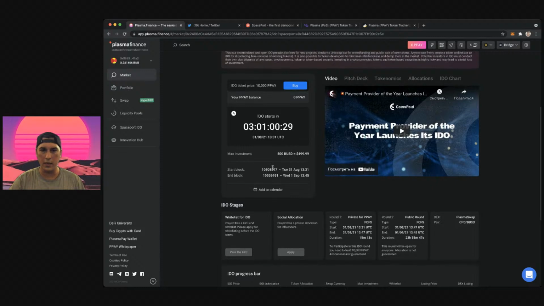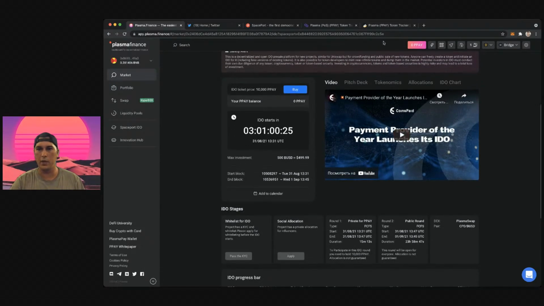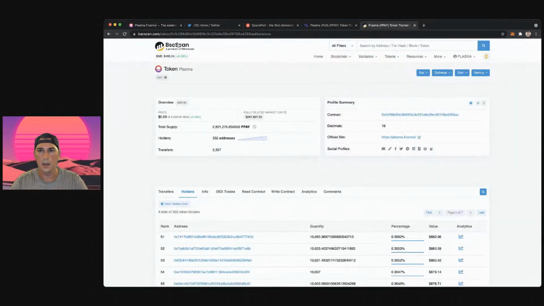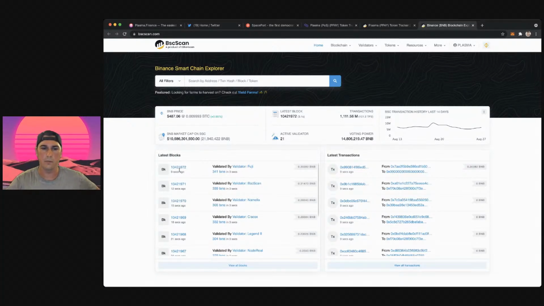So let's say we're now on the BSC, and we can go on BSC scan. If we go on this first page, you will see the current block number, and the closer it gets to the IDO, you can just calculate how many blocks still need to pass to reach the start of the IDO. This is just a small calculation.